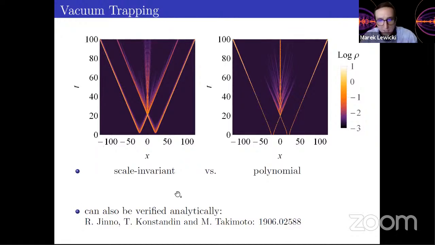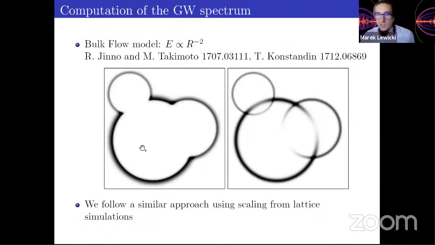One can actually check this analytically. There's a very nice paper by Ryusuke and Thomas Konstantin from some 2 years ago. And indeed, no trapping really occurs in potentials where you would expect this signal to be significant. So what do we learn from this? Essentially that we... Sorry, yes?